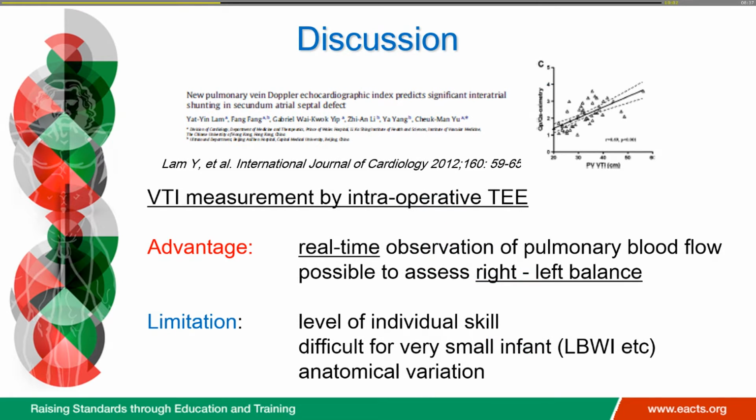So, in discussion, previously PBVTI had been reported as a simple and sensitive parameter for quantification of the pulmonary blood flow in several literatures. The advantage of this parameter measured by intraoperative TEE is real-time quantification of the pulmonary blood flow and assessment of right to left balance.